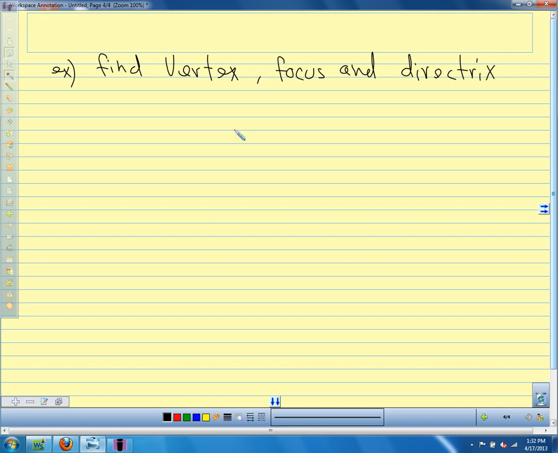So we want to find the vertex, focus, and directrix, and we have y equals 1/2 x squared. So we know a couple of things right away. Because x is squared, is this going to be vertical or horizontal? Because x is squared, it's vertical. So we know we have a vertical parabola.